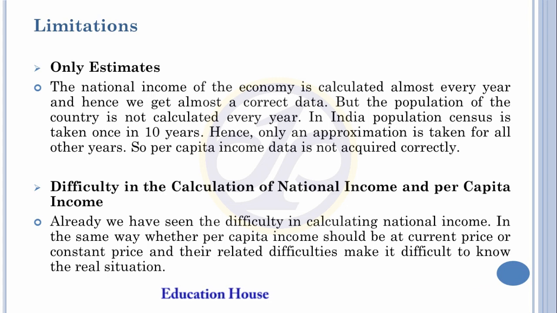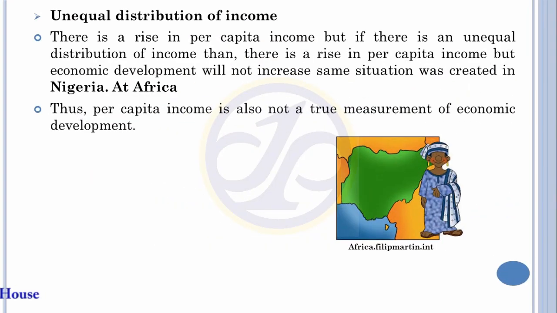Difficulty in the calculation of national income as well as per capita income. That's the reason per capita income is not a true indicator. If national income is not accurate in the form of data, then the per capita income data also becomes wrong. So that's why per capita income is not the perfect indicator.